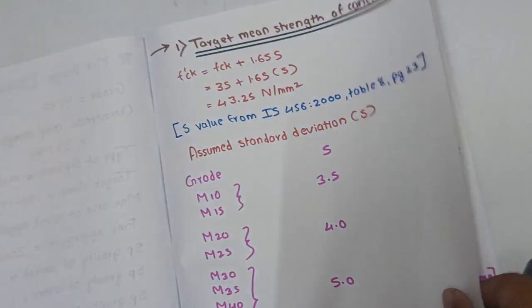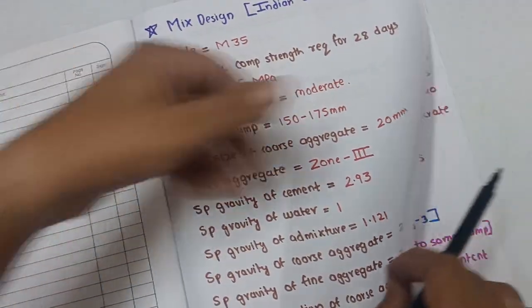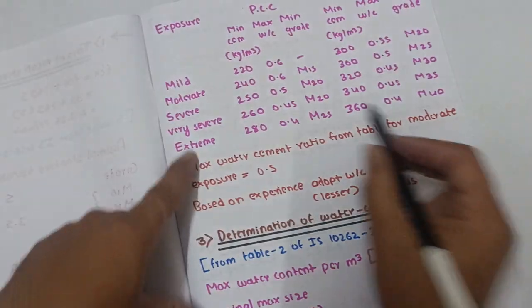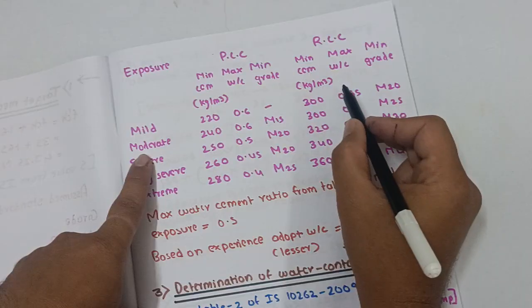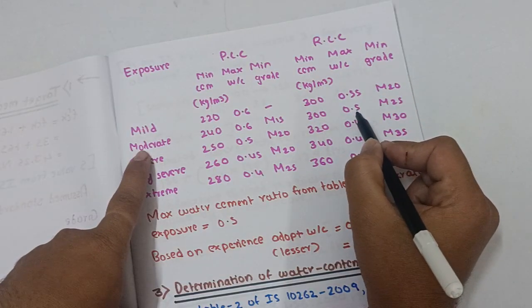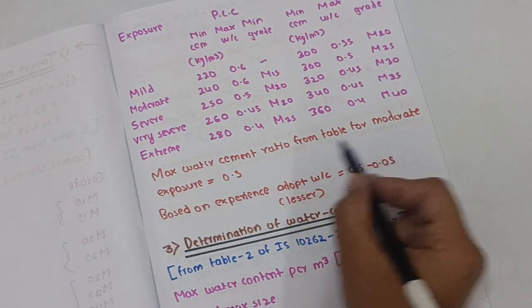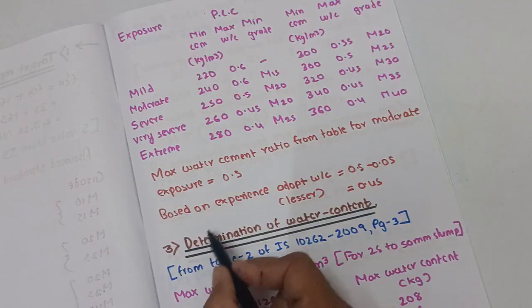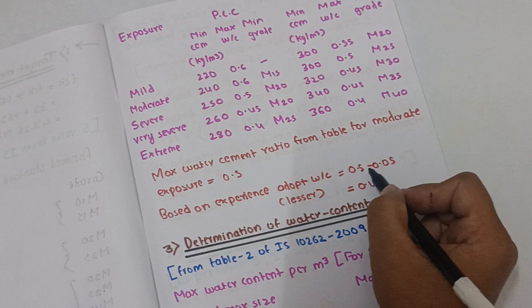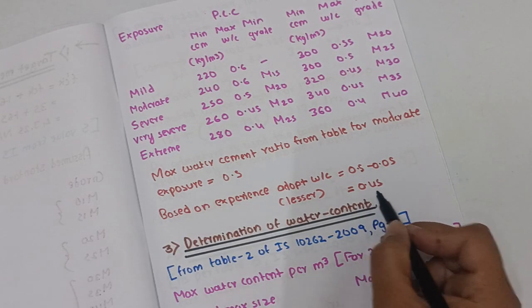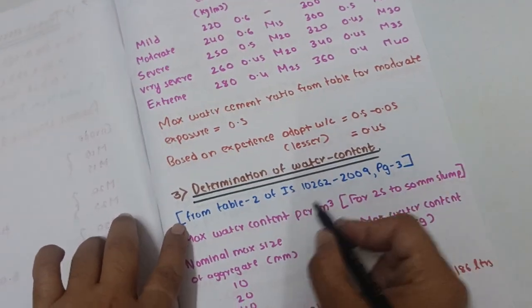As we know, type of exposure is moderate, which is given. So for moderate conditions, and we are looking for RCC, water cement ratio is 0.5. Maximum water cement ratio from table for moderate exposure is 0.5. Based on experience, adopt lesser water cement ratio: 0.5 minus 0.05 is 0.45. Adopt lesser water cement ratio always for good strength.